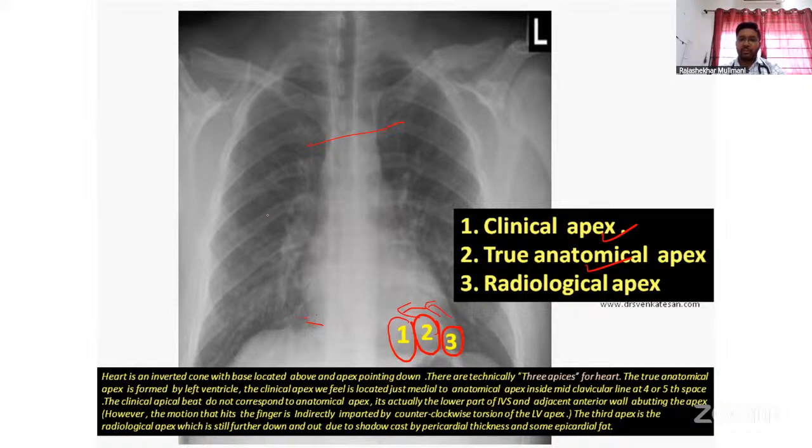The basic point that we want to confirm here is that the apical impulse that we feel during the clinical examination is not the true anatomical apex of the heart. It is a clinical apical beat. It is situated over the interventricular septum and the left ventricle anterior wall, but it is not the true apex of the left ventricle.